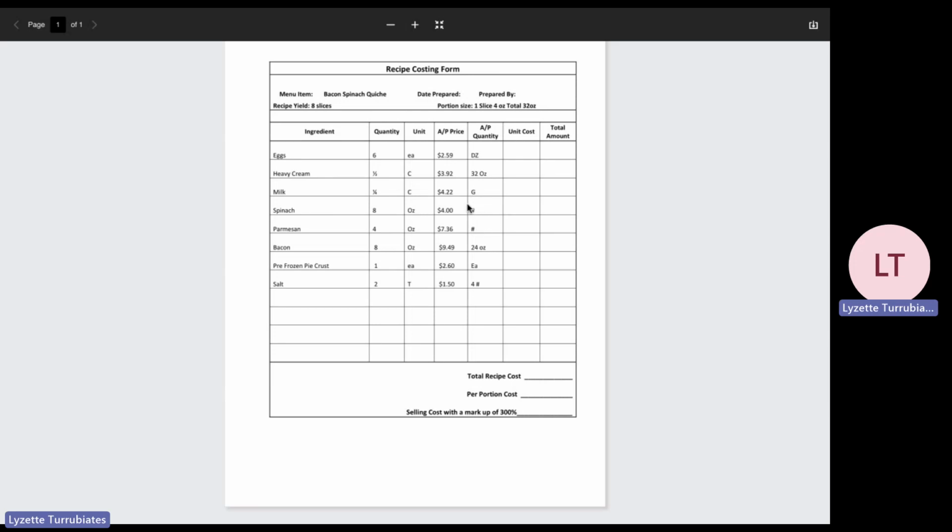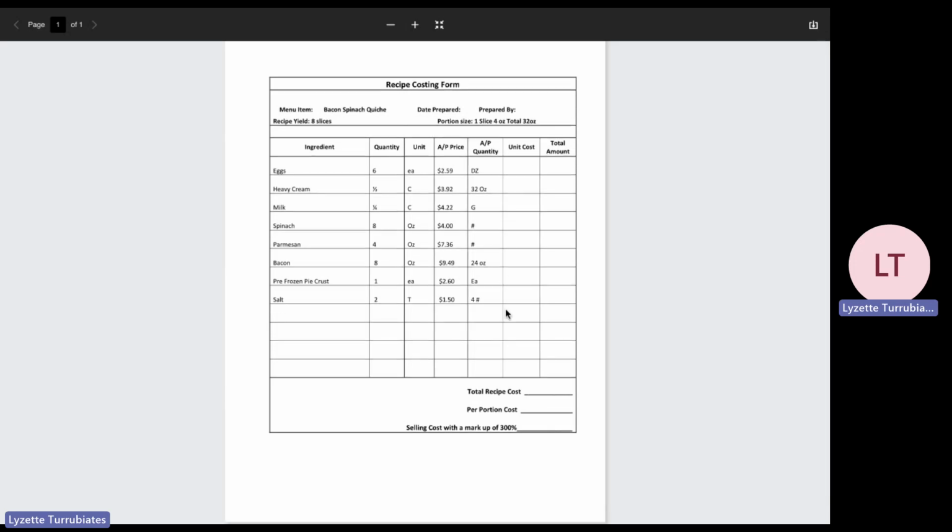If I'm going to the store and I purchase spinach, it was in a 1 pound bag. It's going to cost me $4. So this little pound symbol also means pound. So you could put a pound symbol, you could put LB, or you can even write out pound. And the same thing with the bacon. Maybe the bacon is a specific ounce, maybe it's a pound, maybe it's 2 pounds. But for this particular grocery store item, right, I purchased 24 ounces of bacon at $9.49. And the same thing with the pie crust and the salt.